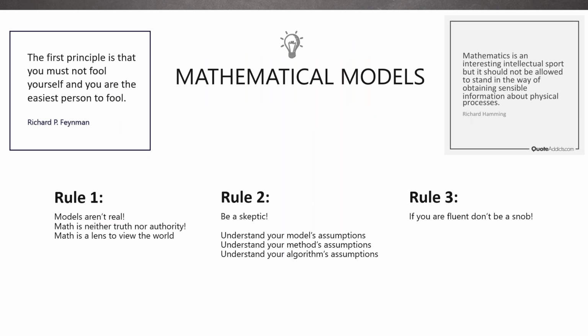Let me first talk to you about some of the mistakes, some of the lessons I've learned from doing this for several years. In principle, what I'm going to describe are 3 rules that I use for mathematical modeling. This includes work in optimization, statistics, machine learning, and even AI. The first rule is that models aren't real.